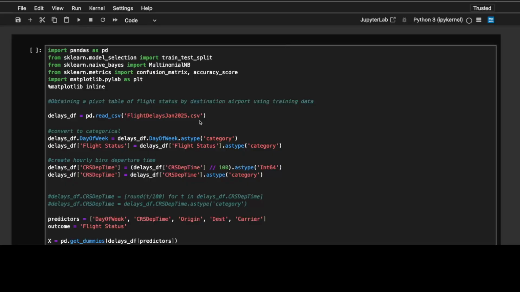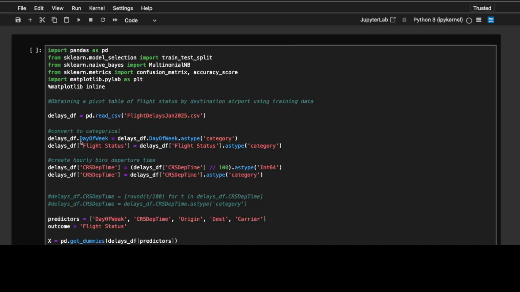So let's start with loading and pre-processing the data. We import our essential libraries including MultinomialNB from scikit-learn's Naïve Bayes module. This variant of Naïve Bayes is designed for discrete features, making it perfect for categorical variables. Next, we convert features to categorical.